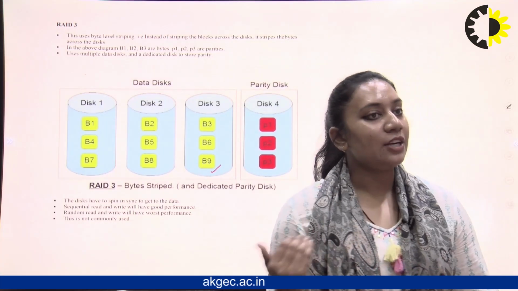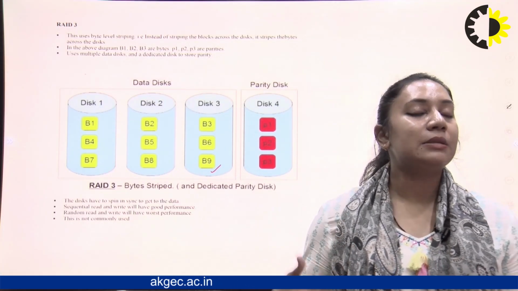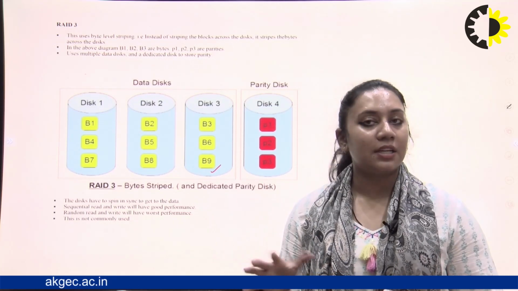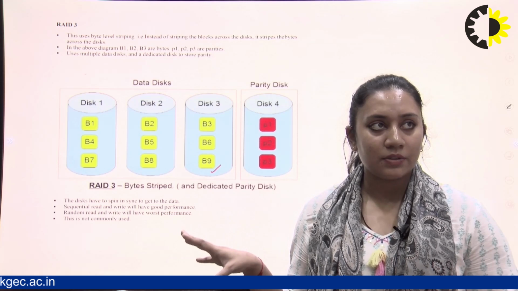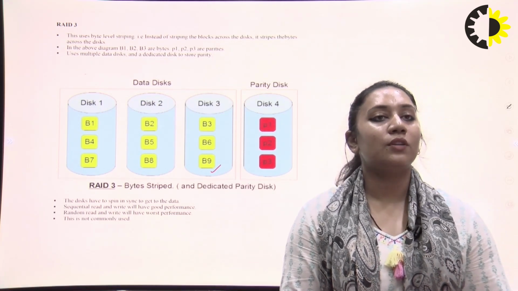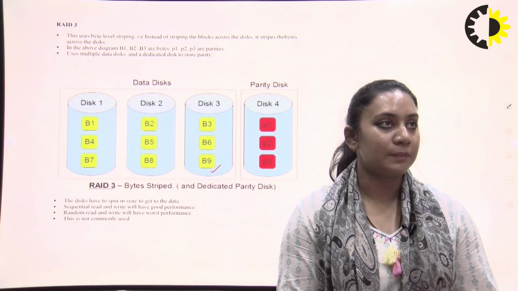Sequential read and write operations can give you more flexibility and good performance in the operating system. Random read and write operations give the worst performance in this RAID level 3, and this is not commonly used. It is used to solve complex problems.